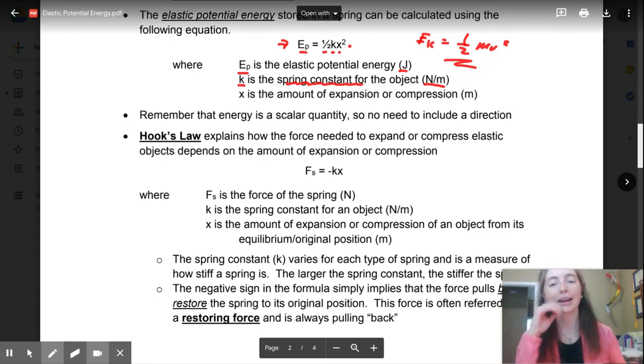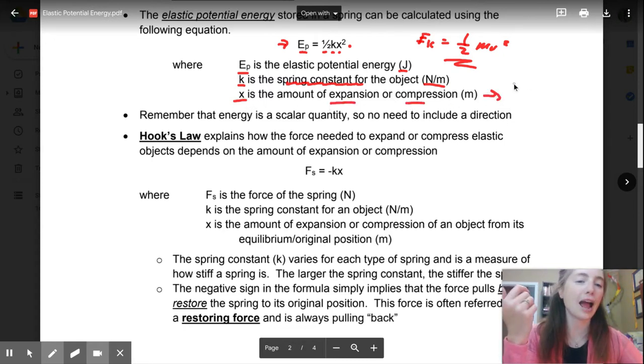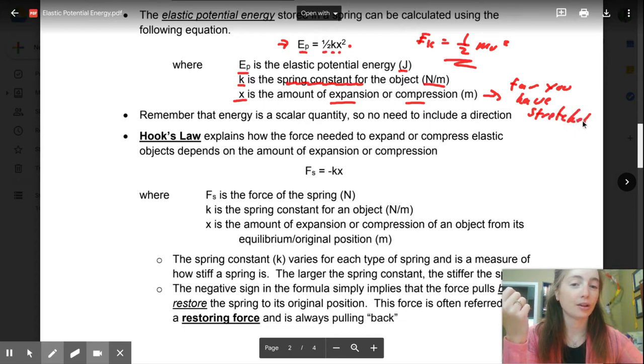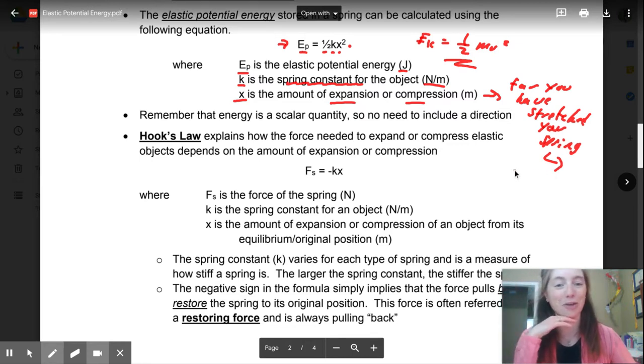Okay, and of course, X is the amount of expansion or compression. So it's essentially how far you have stretched your spring, or your elastic band, or your bow, or whatever it is. It doesn't necessarily have to be a spring. Whatever object has elastic properties.